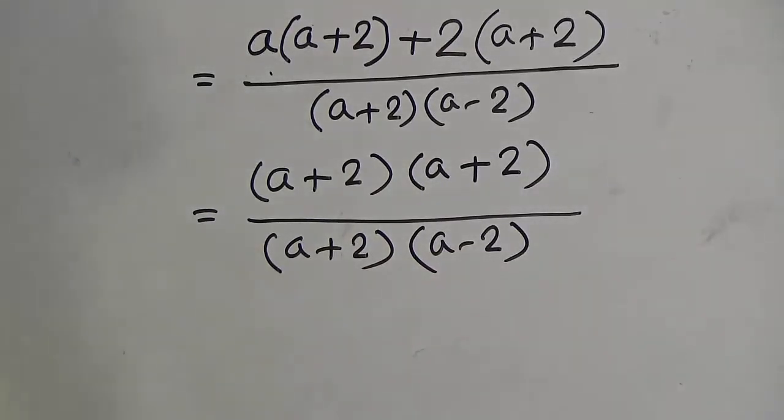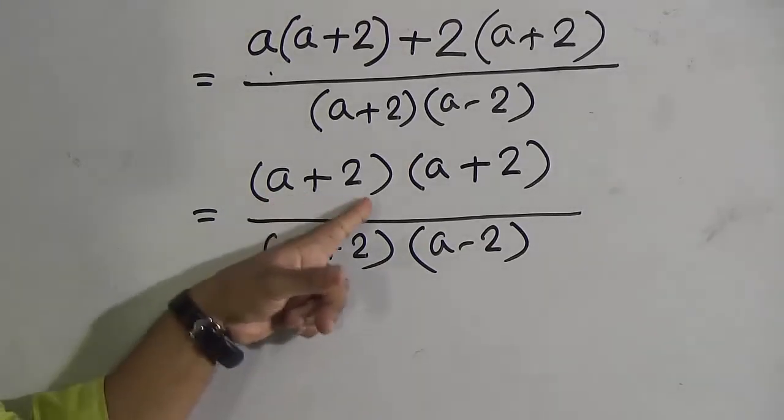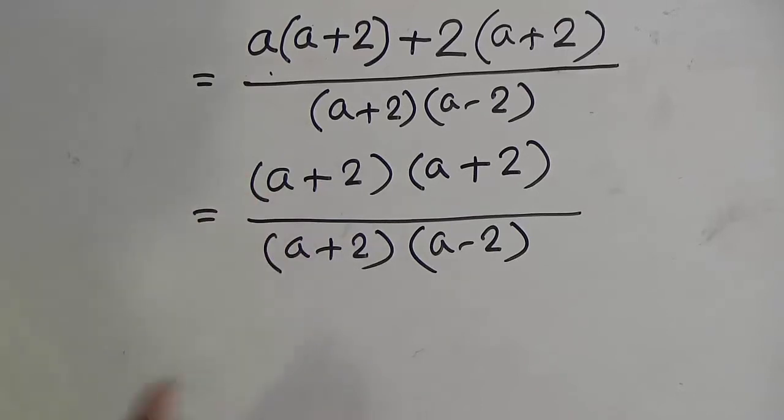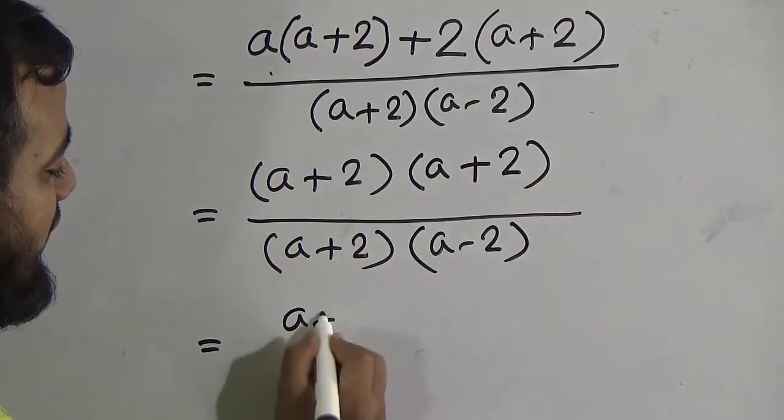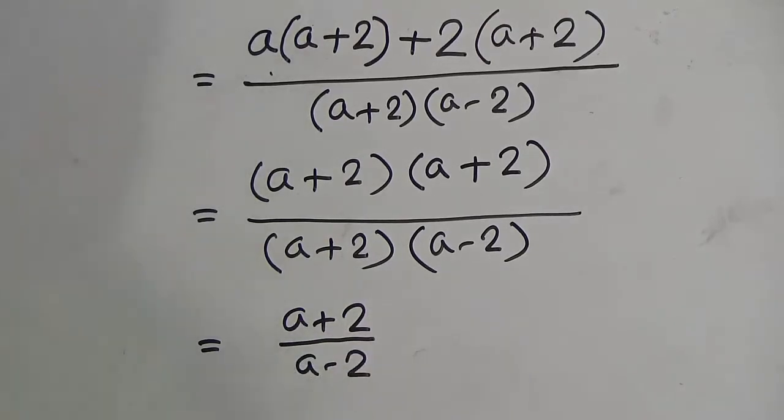So my dear students, the factorization is done for the numerator and denominator. Now we can omit a plus 2 from the numerator and denominator because these are the same. So we now have a plus 2 remaining as our numerator and a minus 2 remaining in the denominator. This is the lowest term of the given expression. Okay, you can write down the answer here.